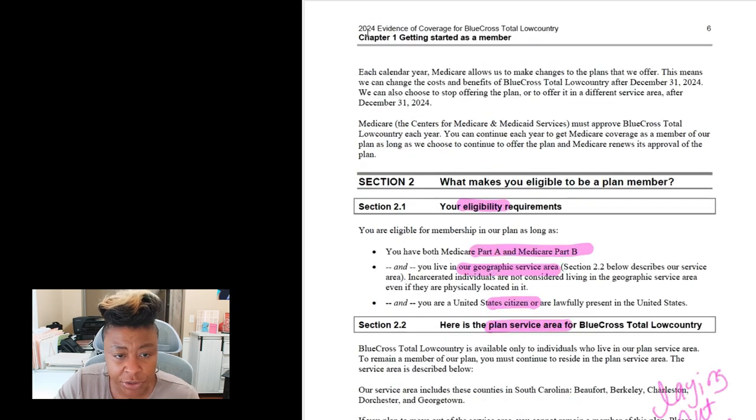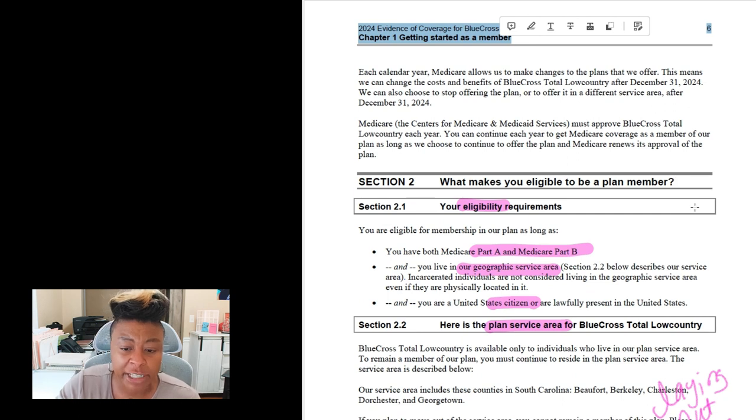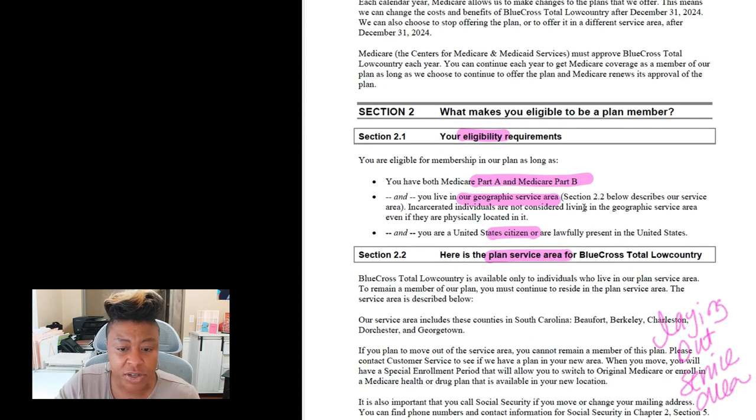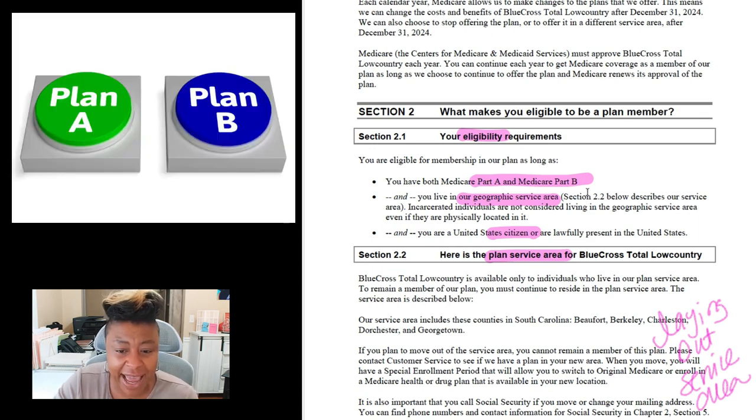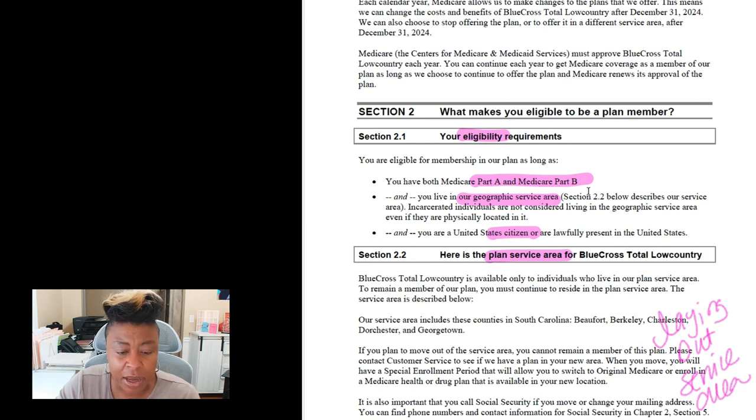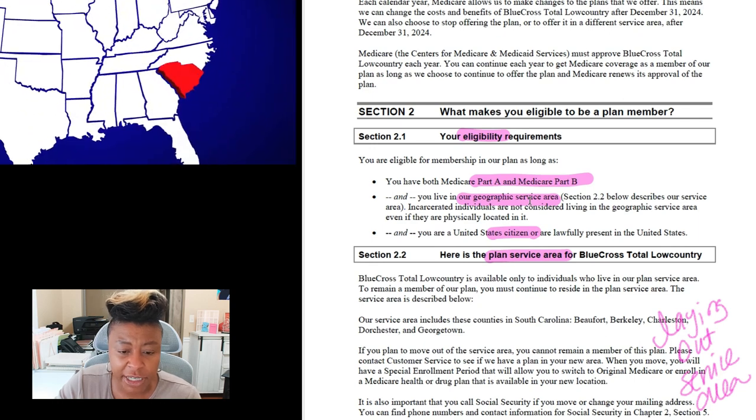In section 2, again, of chapter 1, because we're still in chapter 1, it talks about what makes you eligible to be a plan member. So you've selected this plan, you've been enrolled in the plan, you've been accepted. What do you have to do to continue to stay? So in order to be in this type of plan, you have to have both Medicare A and B. Okay, so remember, you cannot be in a Medicare Advantage prescription drug plan unless you have both A and B benefits. You also must live in the geographic service area of the particular plan.